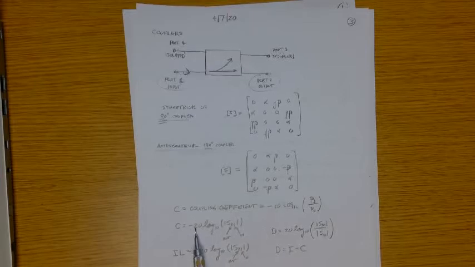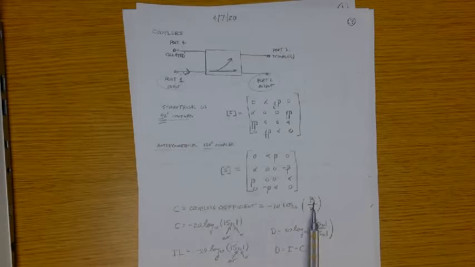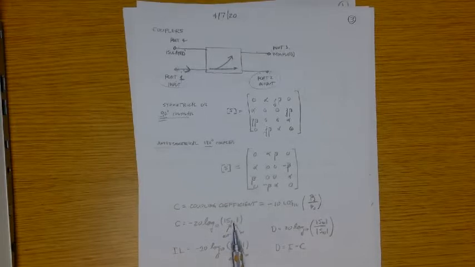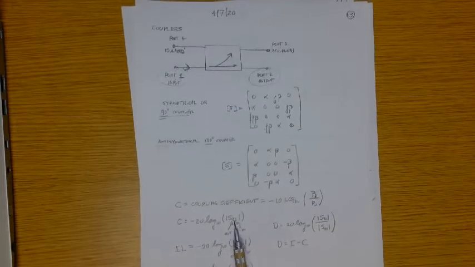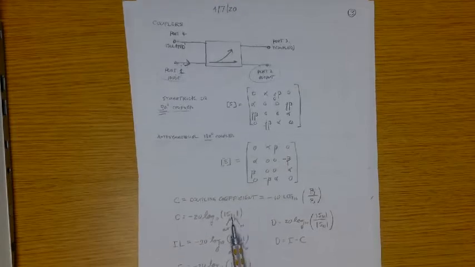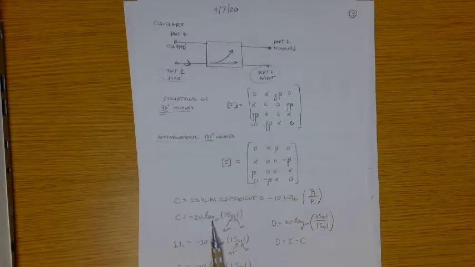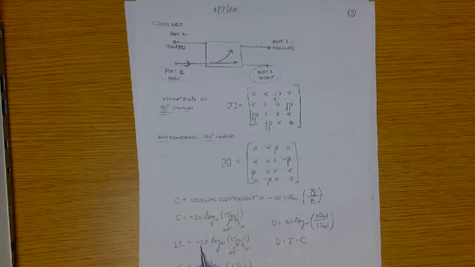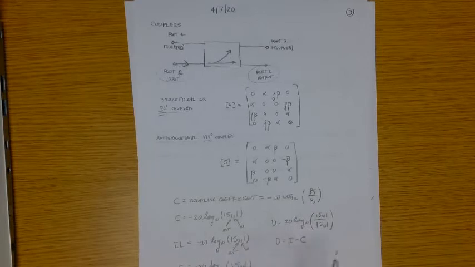So the coupling coefficient is also minus 20 log of S31, since power is proportional to the square of this coefficient. It's basically a transmission coefficient, into port 1, out of port 3. So the coupling is minus 20 log base 10 of the magnitude of S31. Then you've got the insertion loss between ports 2 and 1.